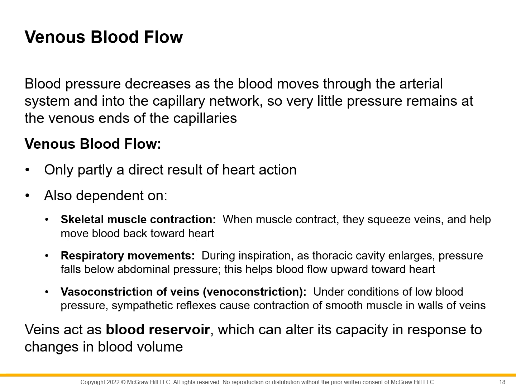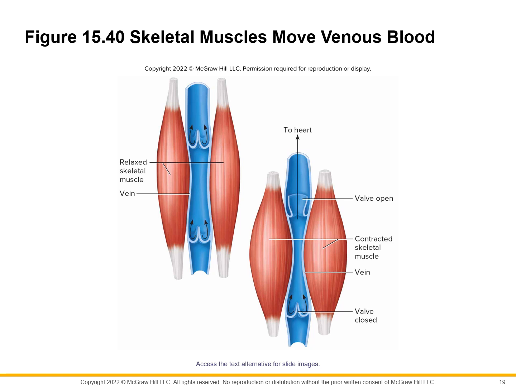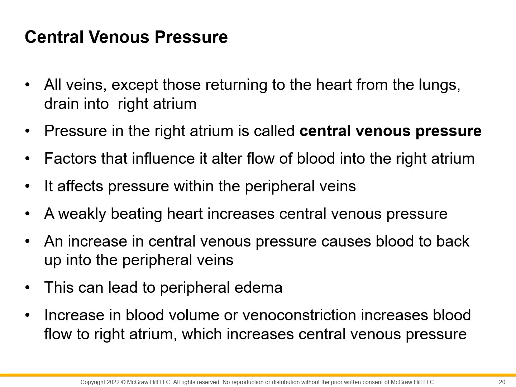As you see here, this is the veins, especially in the lower limb, they have valves. When the muscles contract, they act like a peripheral heart. So they push the blood up towards the heart because it moves against gravity. So we have the concept of central venous pressure, which is the pressure in the right atrium. And the pressure in the right atrium is affected by the amount of venous return to the right atrium.